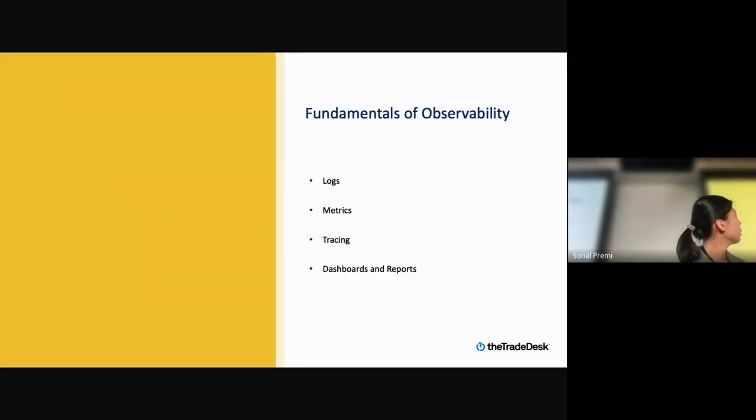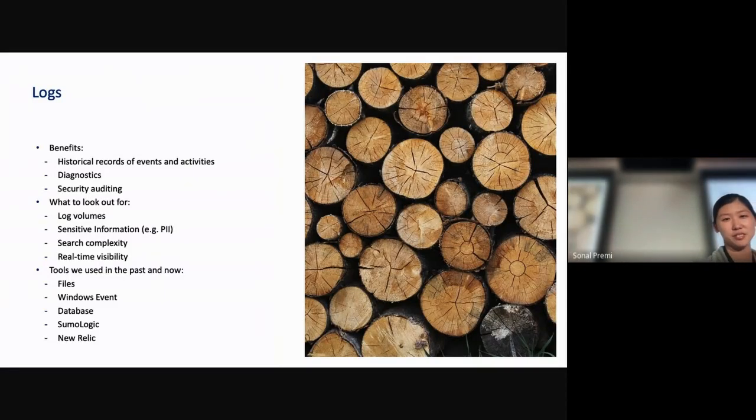So I guess there are four pillars for observability, and how to achieve it is logs, metrics, tracing, and visualizations like dashboards and reports. I will talk in detail about each of them. So logs, the ones you can burn or you cannot.